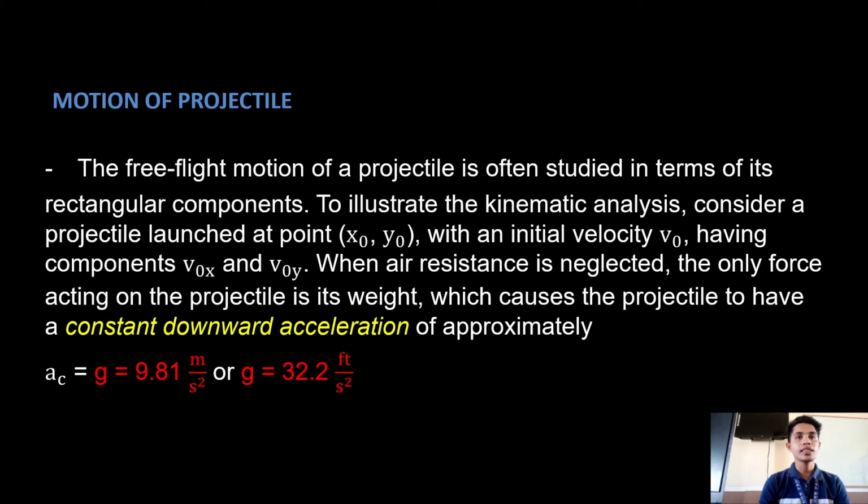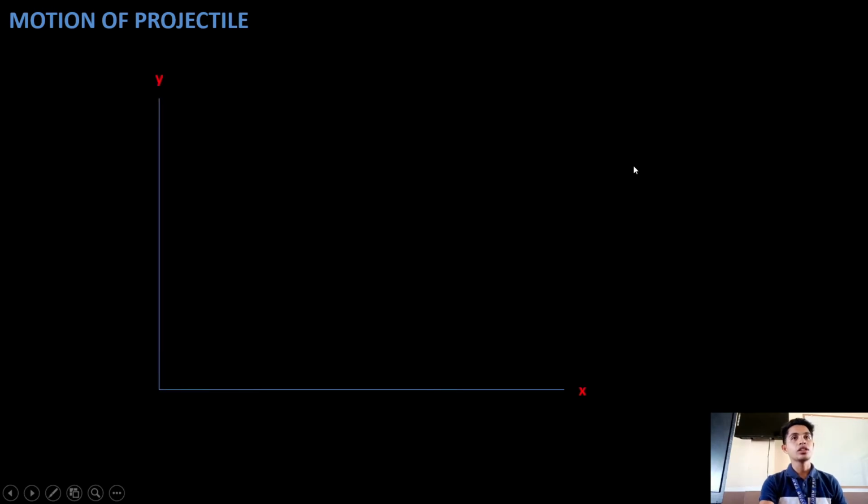When air resistance is neglected, so nililiglig yung air friction, the only force acting on the projectile is its weight, which causes the projectile to have a constant downward acceleration approximately. So yung acceleration is the gravitational acceleration, which is 9.81 meters per second squared in metric units, or kung English units naman is 32.2 feet per second squared. So this is the expression.